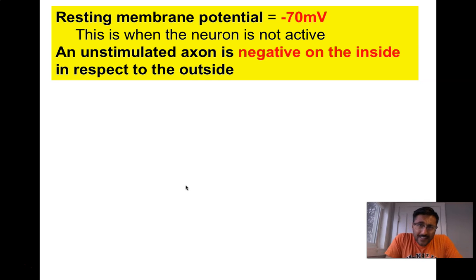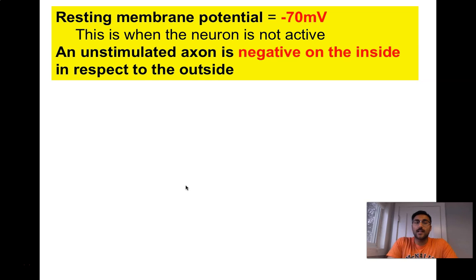So resting membrane potential. Remember, we're dealing with electrical charges here. When we have a neuron, it has a charge, and we call that a membrane potential. At rest, when a neuron is not transmitting any signal, it's just sitting there waiting for a signal to come, its charge is negative 70 millivolts. Volts is a way of measuring electrical charge. Millivolts is a unit, and then negative 70. So it's got a negative charge of 70 millivolts. This is when the neuron is not active, when it's at rest.